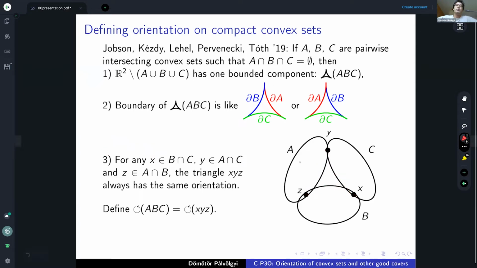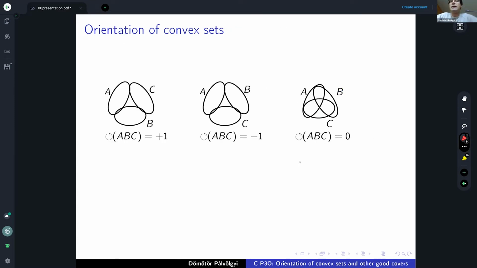And then obviously we will define the orientation of such a convex triple as the orientation of X, Y, and Z. And if 3 convex sets happen to intersect, then we will say that the orientation is 0. Then we are in the non-strict case. But as I said, when we want to get PQ theorems, then we can assume that we are in the strict case, that this doesn't happen. Okay, so these are the possible orientations of convex sets. Any questions?